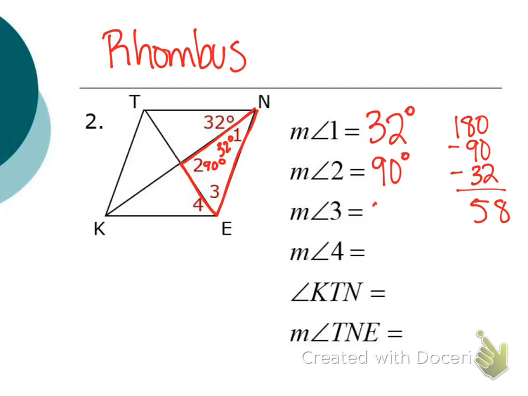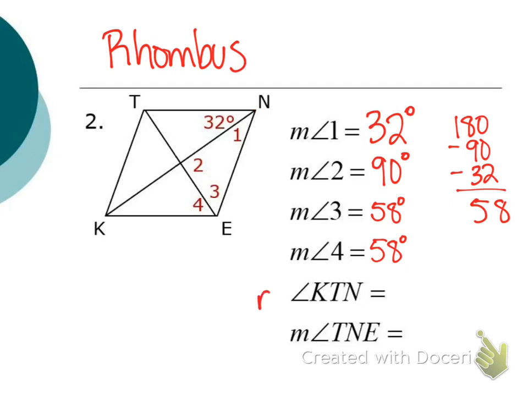58. So the measure of angle 3 is 58 degrees. And the measure of angle 4 is also 58 degrees. We talked about the fact that we know those two had to be congruent. Okay. I'm going to erase what I drew in here so far.